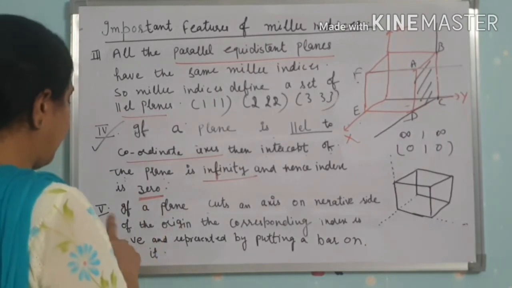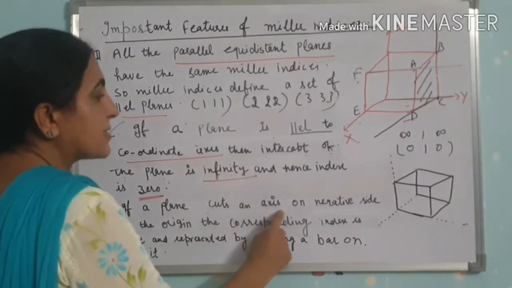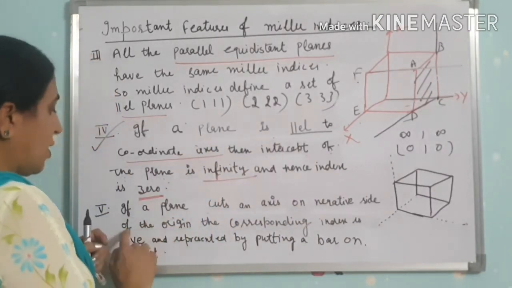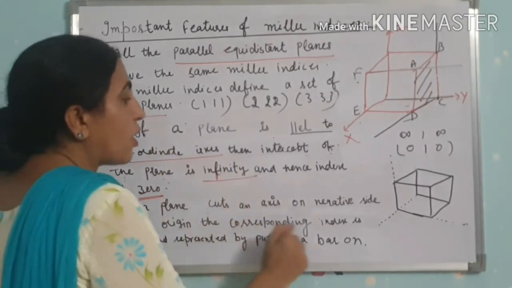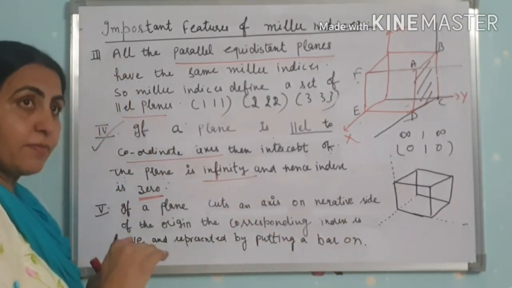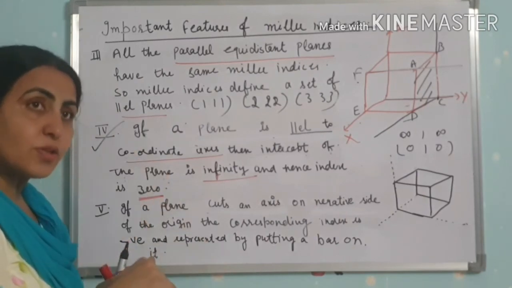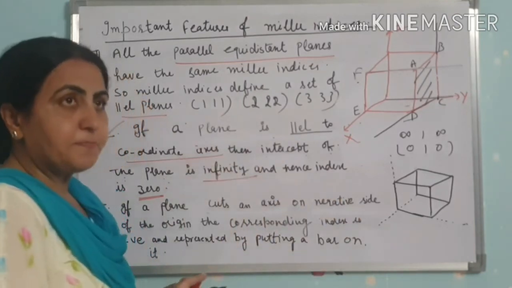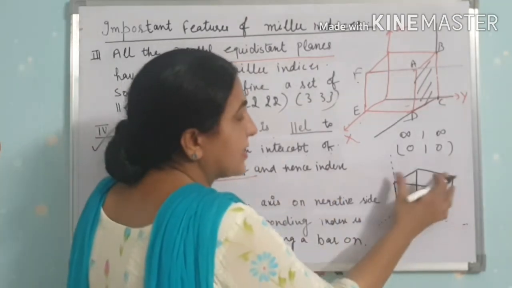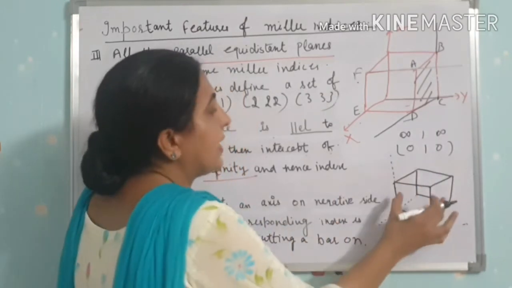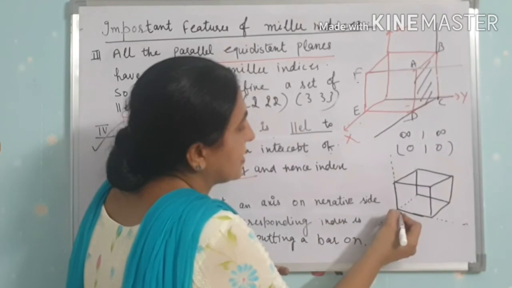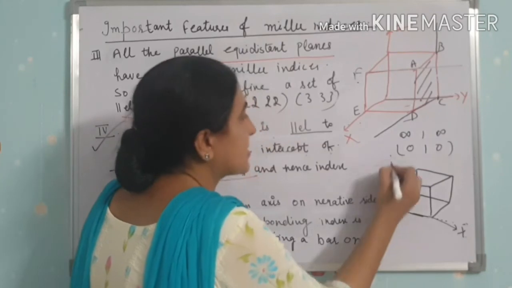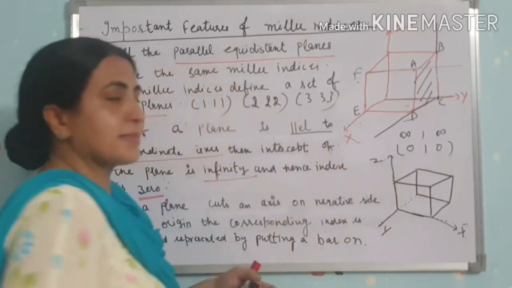Then the fifth point: if a plane cuts an axis on the negative side of the origin, then the corresponding index is negative because the intercept is negative, so the index is also negative. So how can we represent a negative index? By putting a bar on it. For example, I take this as a unit cell, and taking this as the x-axis, this as the y-axis, and this as the z-axis.